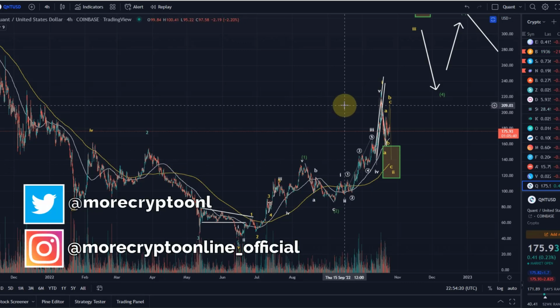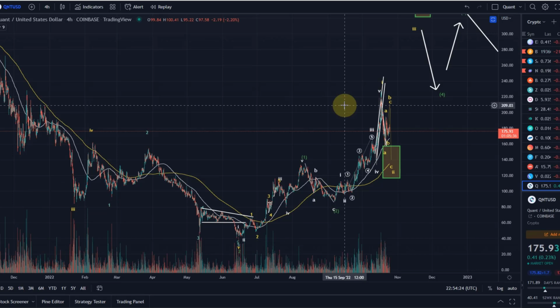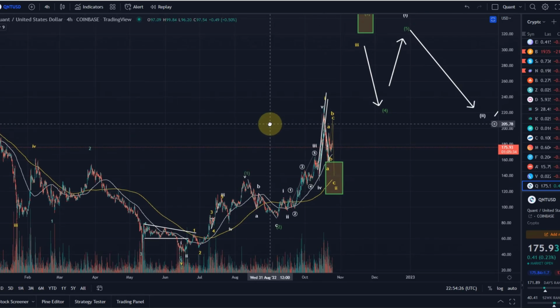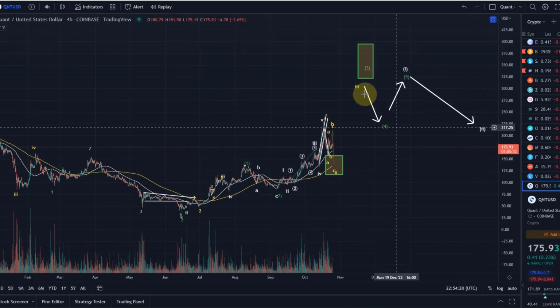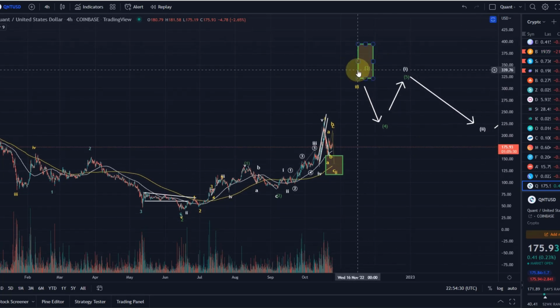Today, rather quiet day. Quant is sort of moving between 170 and 180 US dollars. Overall, I have moved this target area up a little bit. You know, if we compare it to the previous video, this has moved up.